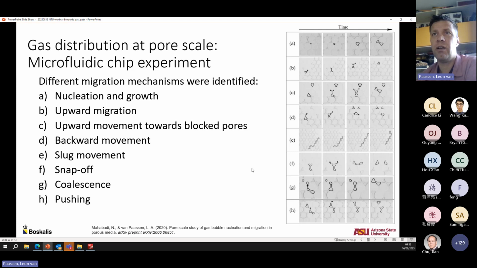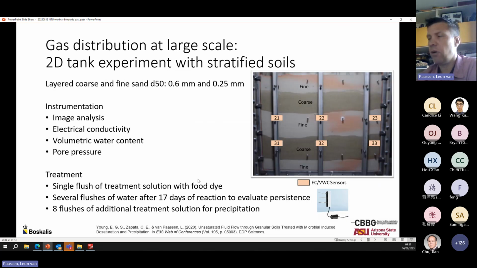Another thing we found, looking in closer detail at the single gas bubbles in the microfluidic chip, is that we could identify many different mechanisms of gas migration. One is just the formation of a single bubble, then migration into a second pore just by growth. And then here you can see many different movement types. One was very nice. It was like a snake moving upwards through the domain. Just because of the buoyancy of the gas, it gradually moves up, but because the size of the bubble is more or less fixed, it just migrates like a snake through the pores. But that was the pore scale.